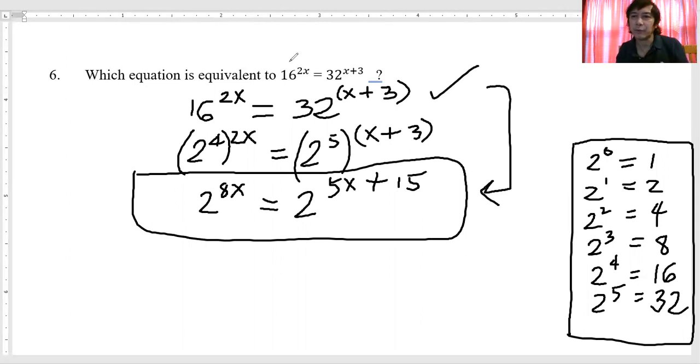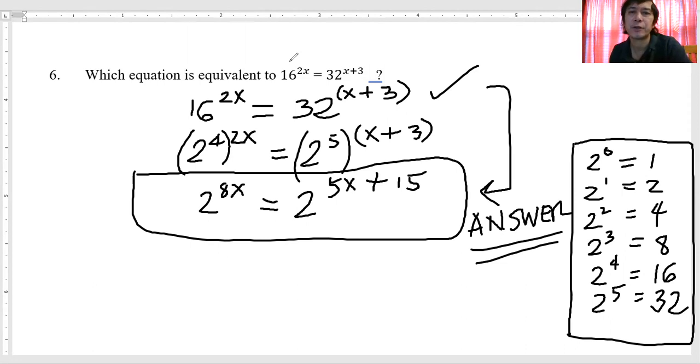You're not asked to solve for x here. Probably you're asked to see a different form of the given, and this is close to it. This must be the equivalent equation. So this answers our number 6, because the question here is which equation is equivalent to 16 to the 2x. Probably there are choices that you need to look at to find this one. So that should be for number 6.